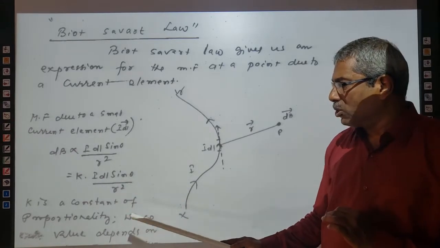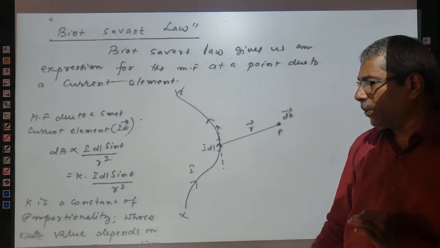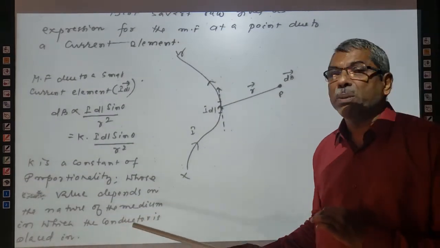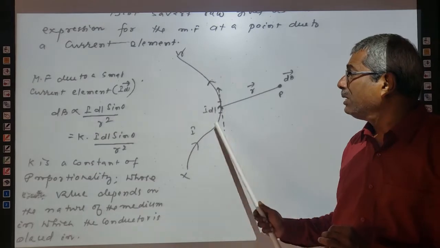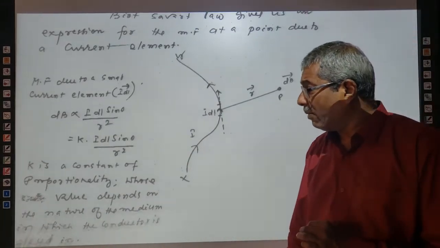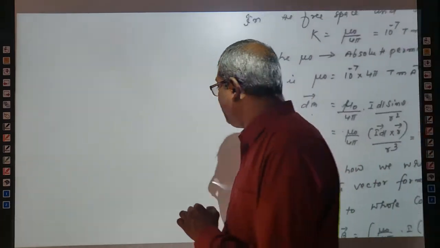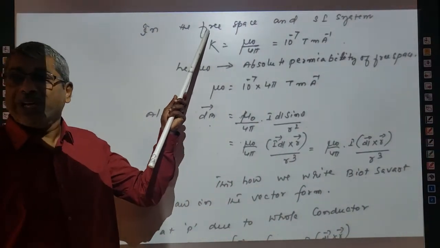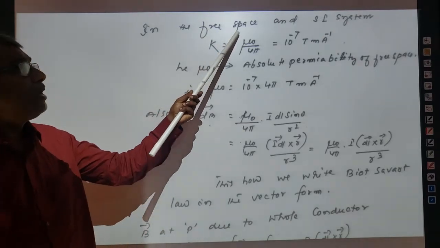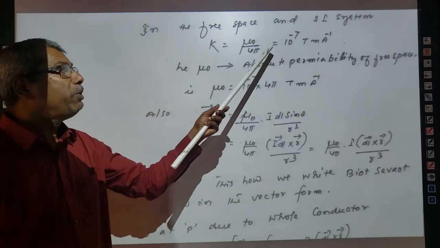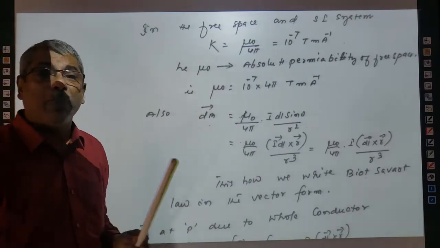Where K is a constant of proportionality whose value depends on the nature of the medium in which the current carrying conductor is placed, right? So in free space, meaning vacuum, in the SI system, the value of K is equal to mu 0 by 4 pi, which is 10 raised to minus 7.